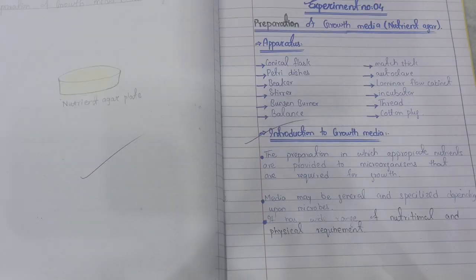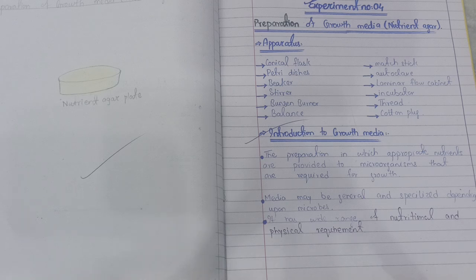Okay, so this is experiment number 4, and in this experiment we are going to prepare the growth media, which is called nutrient agar. And in the next experiment, number 5, we will prepare the nutrient broth. So what are the apparatus? You can clearly see the apparatus that we need.